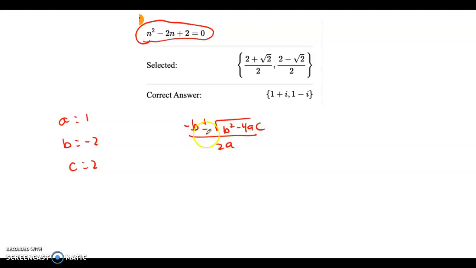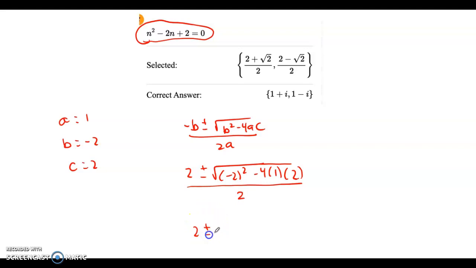Now substitute. Negative B is the same thing as the opposite of B. Opposite of -2 is 2, plus or minus the square root of -2 squared minus 4 times 1, you're just substituting, times 2, all over 2A. Instead of writing 2A, just write 2 times 1, which is 2. Now you need to simplify inside the radical like you did with the discriminant before. So this would be the discriminant. So -2 squared is +4. -2 times -2 is a +4. Minus, you're going to multiply this all together, -8, all over 2.